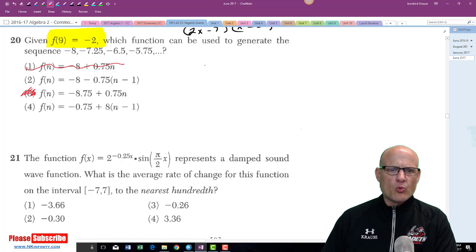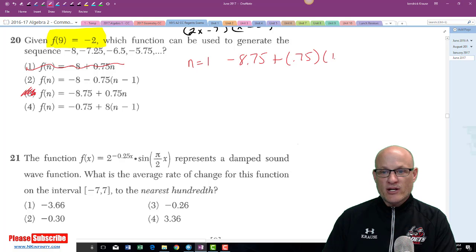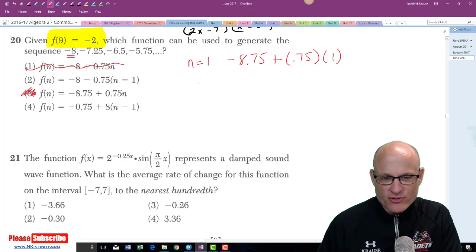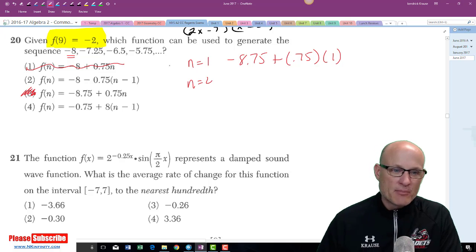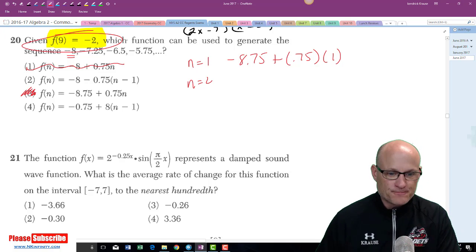If I plugged in n equals 1, I would have to do negative 8.75 plus 0.75 times 1. So that would just be adding 0.75, which would give me -8. And then if you check the other ones, they simply just don't work. And I could try n equals 2 and n equals 3. But clearly this is really all I had to check.